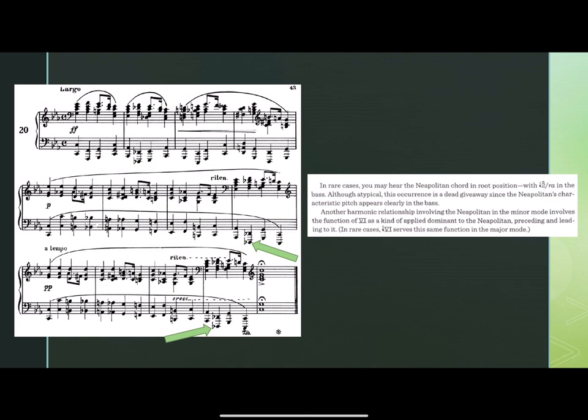In rare cases, you may hear the Neapolitan in root position instead of in first inversion, which means the bass would be going do, ra, so, do. I want you to sing the bass line of this piece right here. Sing it in your own range. See if you can figure out the solfege on your own in real time. But even if you can't, still hum along. I've pointed arrows, 2 green arrows, where the Neapolitan happens in root position. Here we go. Ready? Sing.